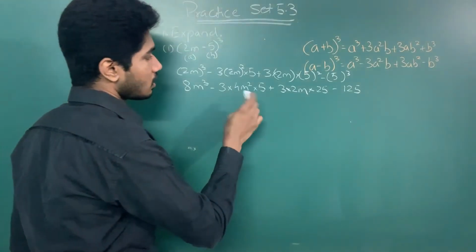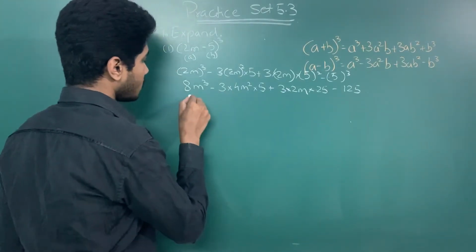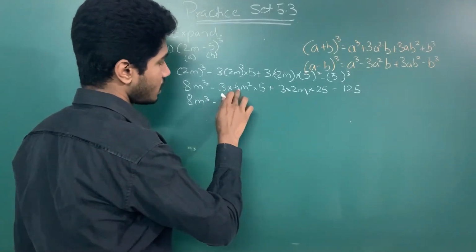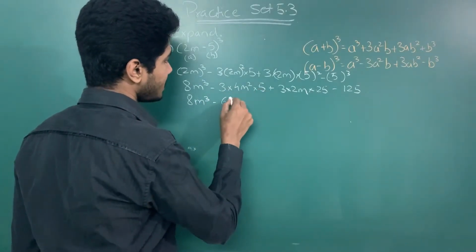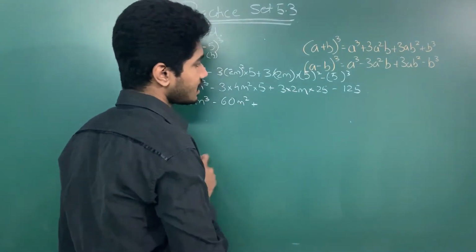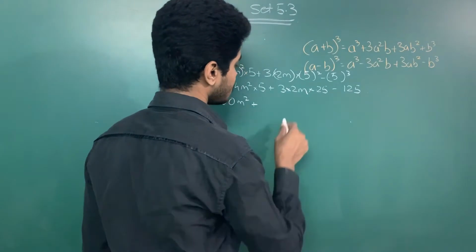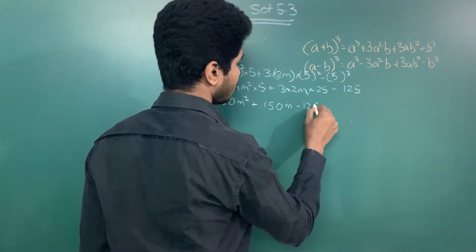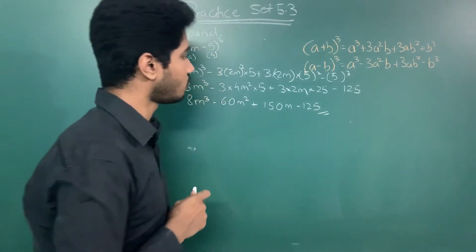So हम जो बीच का टर्म्स है उसको मल्टीप्लाई करते हैं. 8m cube minus 3 into 4 is 12, 12 into 5 is 60m square, plus 3 into 2 is 6, 6 into 25 is 150m, minus 125. So this becomes your final answer.